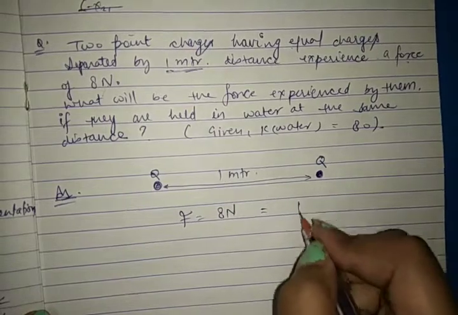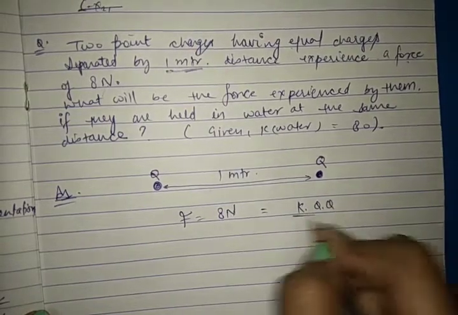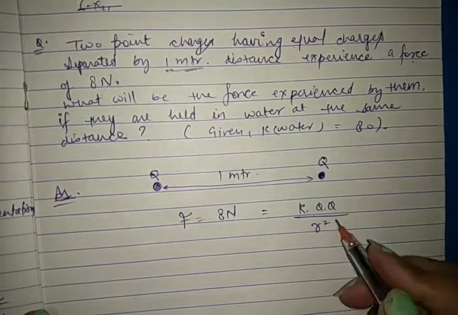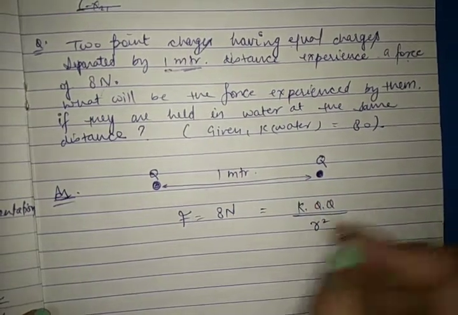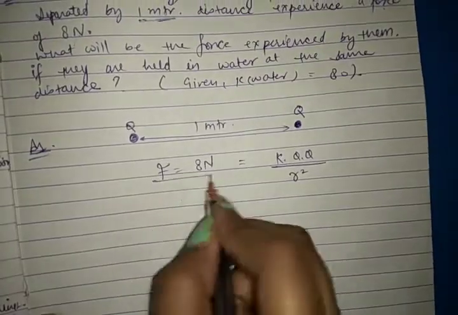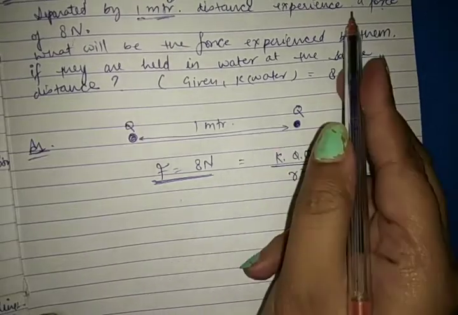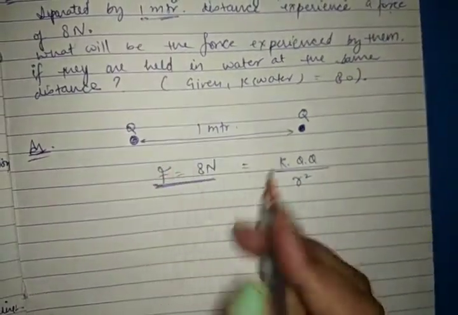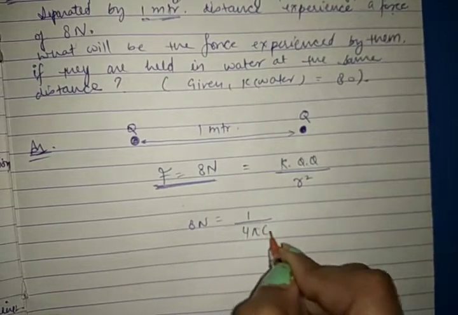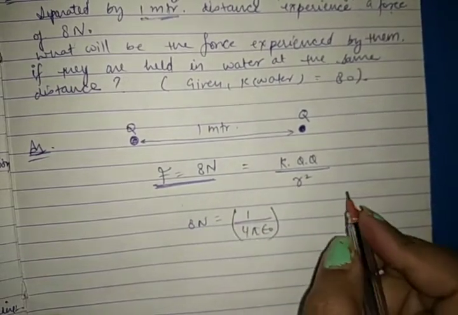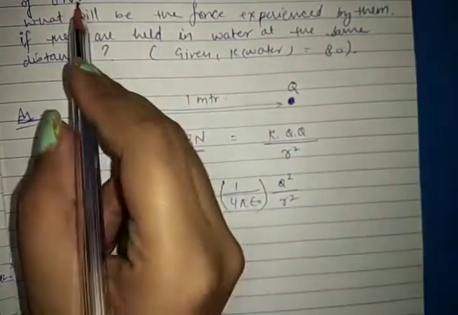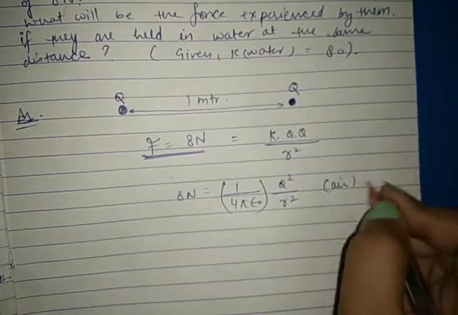So by the formula K Q1 Q2 upon R square, right? R is 1 meter. K is 1 upon 4 pi epsilon naught. So we can write it as: the question says that the force experienced by this arrangement is 8 Newton. So 8 Newton equals K, which is 1 upon 4 pi epsilon naught, Q square upon R square. This is in air. Equation number 1.